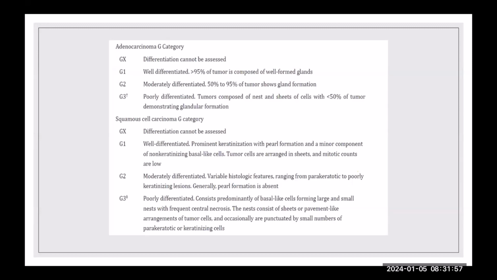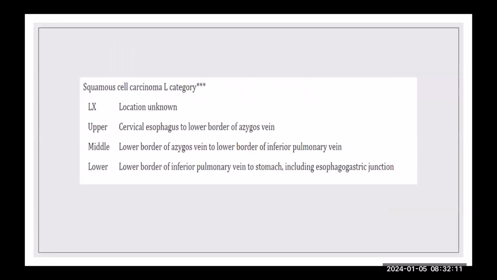Adenocarcinoma and squamous cell carcinoma were also divided according to the grade of the tumor, in which G1 to G3 go from well differentiated towards poorly differentiated, same way in squamous cell carcinoma as well. And squamous cell carcinoma was also classified according to the location of the tumor. We have already seen upper, middle, and lower, depending upon the structures.